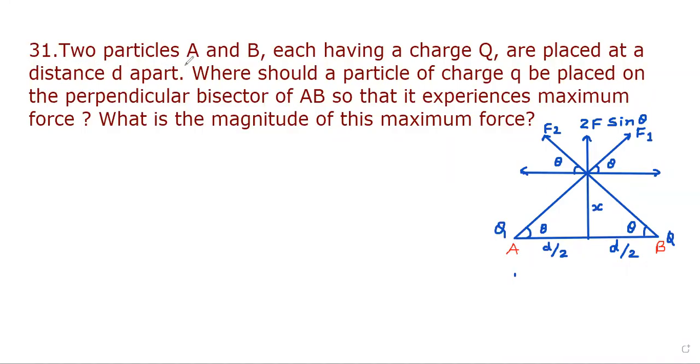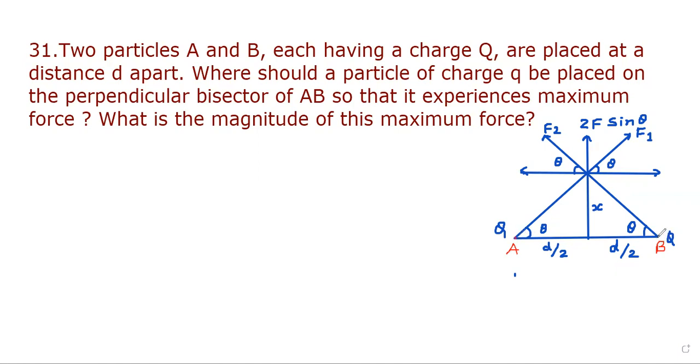Question 31. Two particles A and B, each having a charge capital Q, are placed at a distance d apart. Where should a particle of charge small q be placed on the perpendicular bisector of AB so that it experiences maximum force? What is the magnitude of this maximum force?